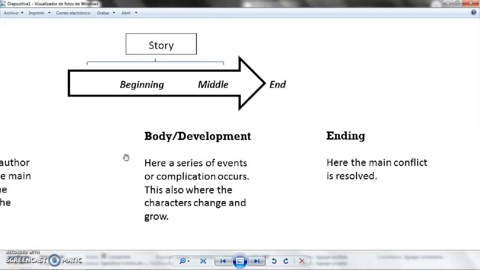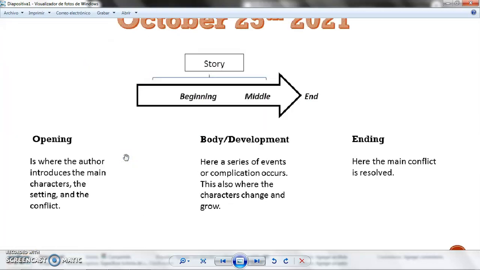Now, this sounds quite simple, right? Beginning, where you get the knowledge of the characters, the body of development, the series of events, complications, and finally the ending. And they lived happily ever after.